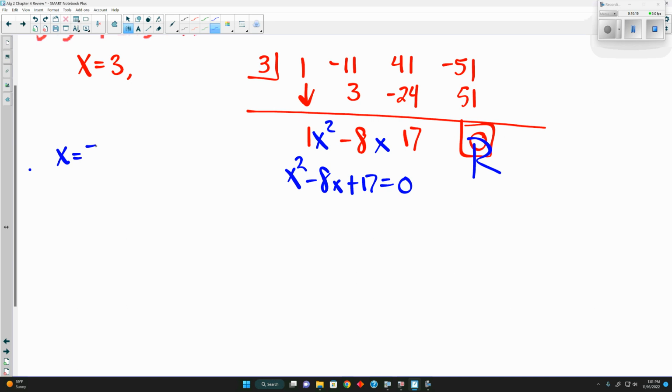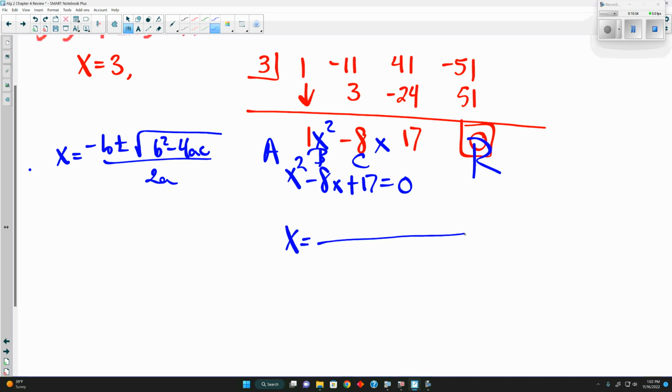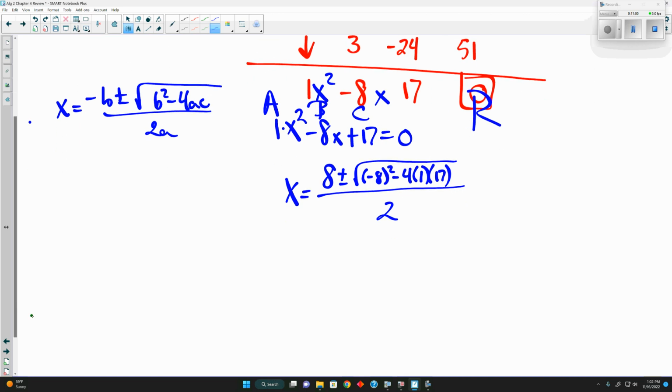And again, we can use the quadratic formula with our a, b, and c. Now the first thing we have is negative b. Well, that'd be negative 8, which is just 8, plus or minus the square root of negative 8 squared minus 4 times a. Well, a is 1, times c, which is 17, all over 2 times 1, which is just the same as saying 2. Questions on this so far?